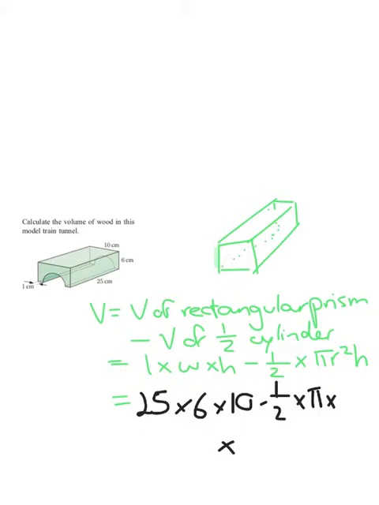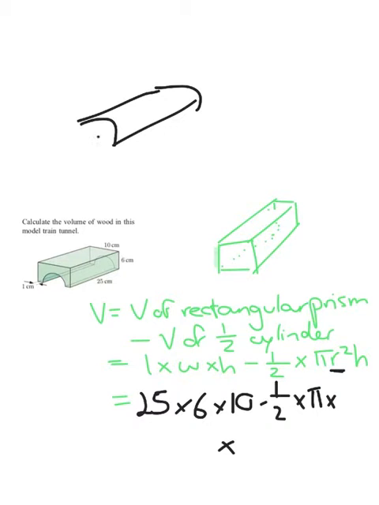So our length is 25, and our width is 6, or our height is really 6, and our width is 10. It doesn't really matter for a rectangular prism what order you put it in. You can put it in whichever order you like, because multiplication, it doesn't matter what order you write it in. Then we're going to take away half times pi times, now r squared. So imagine this little cylinder on the inside.